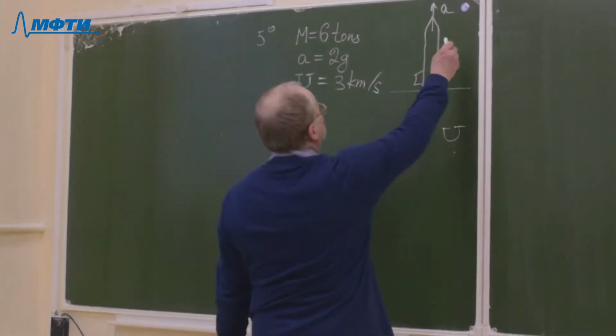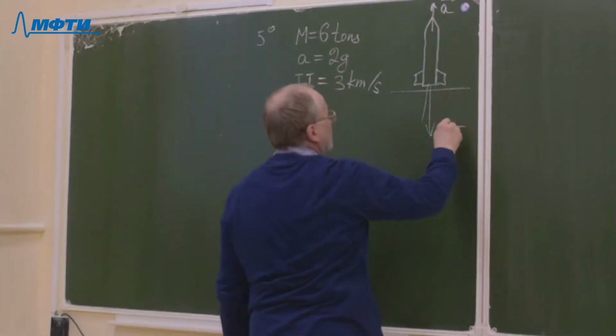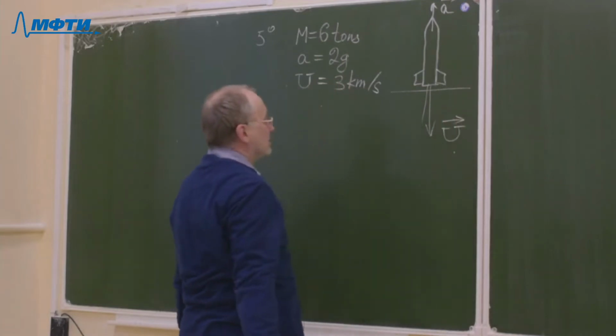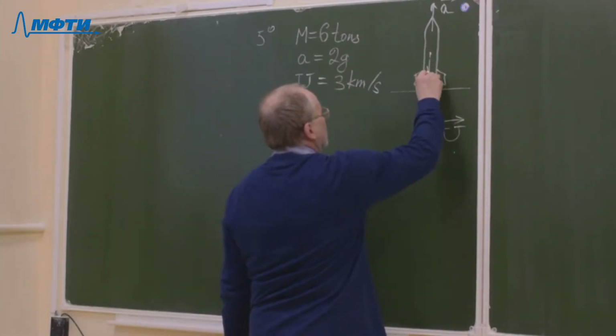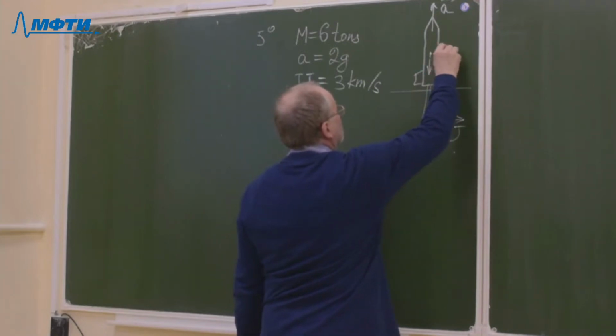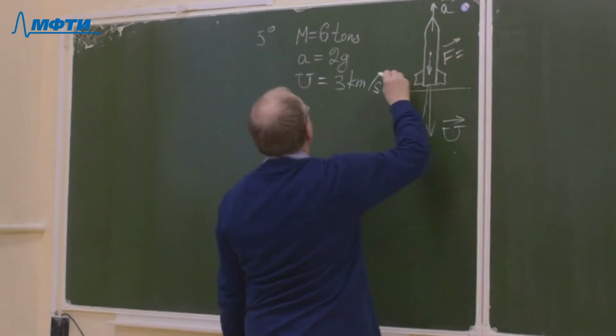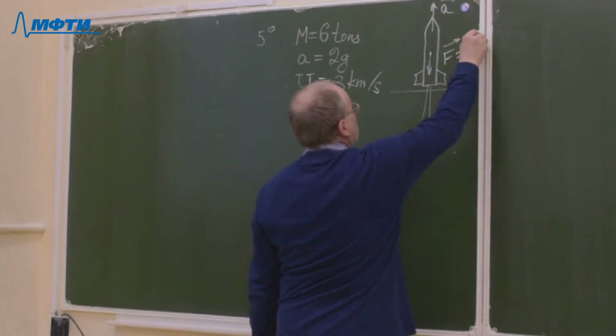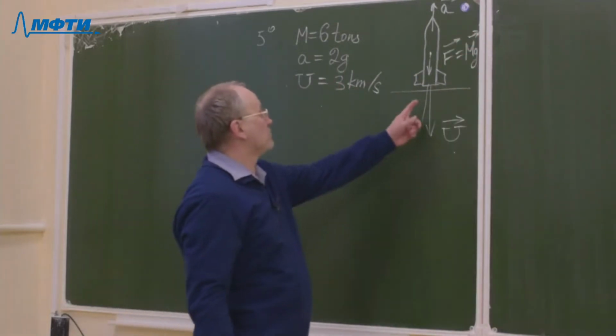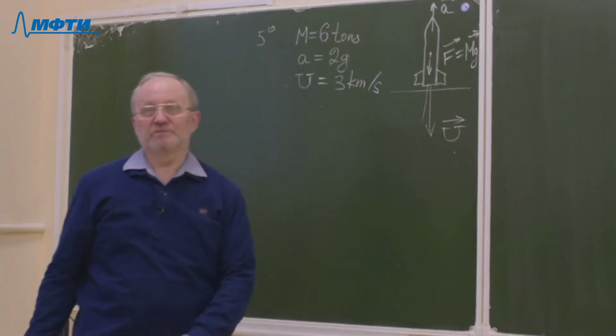So, this acceleration is a vector, and this velocity is a vector, and there is a force acting on the rocket, a force of gravity, which is also a vector, and which we know is mg, a vector. g is the acceleration of free fall directed downward.